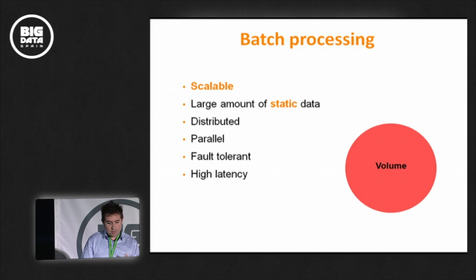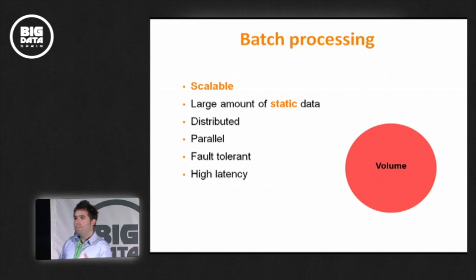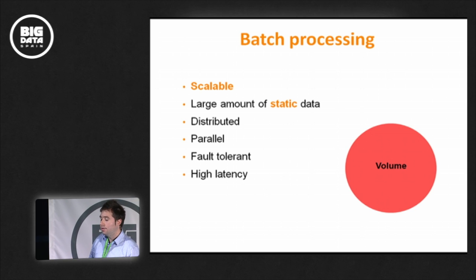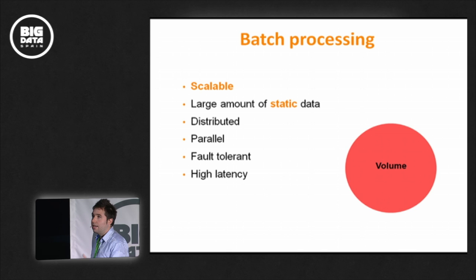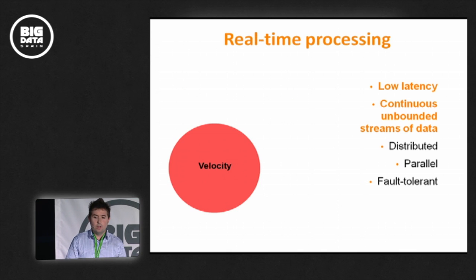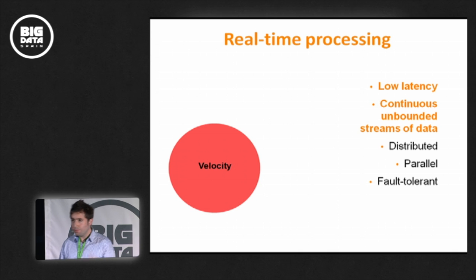And this kind of system achieves fault-tolerant architecture, but the batch jobs take a long time to finish, so it's not suitable for requirements where you need low latency. An example of a batch processing system is to analyze the web log of a website in order to identify the customer buying patterns.